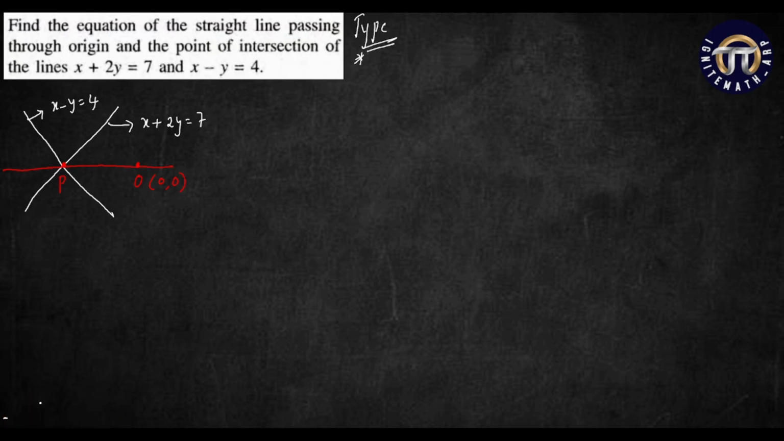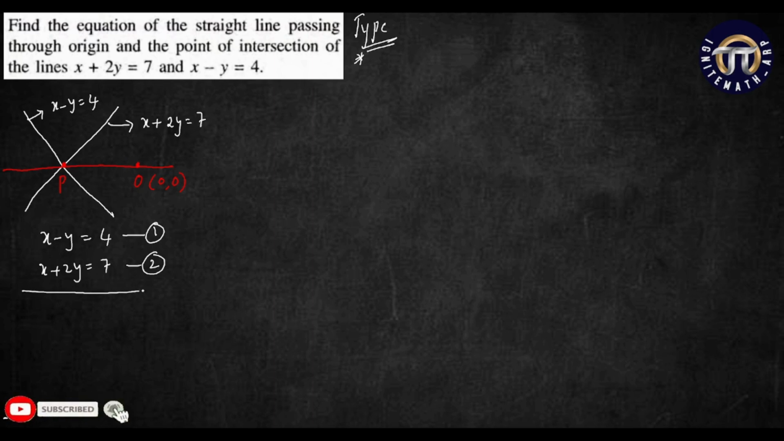So how can I find out the point of intersection of the given two lines? I know that x minus y is equal to 4. I'm going to call it equation 1. Then x plus 2y is equal to 7. I'm calling it equation 2. When I subtract, you know, children, how to solve simultaneous equations by the elimination method. I will change the sign over here. So now these two will get cancelled. So minus 3y is equal to minus 3, I get y is equal to 1.